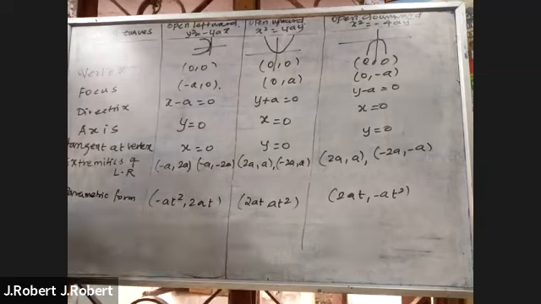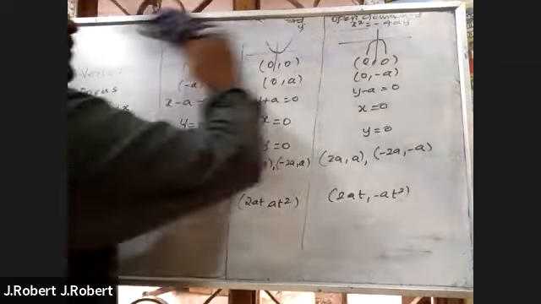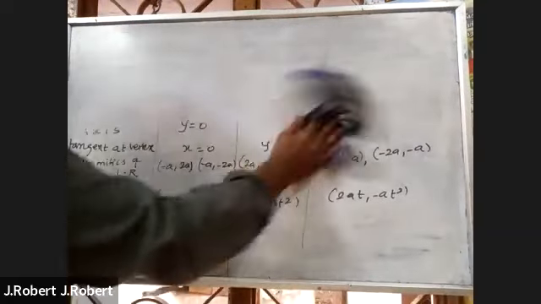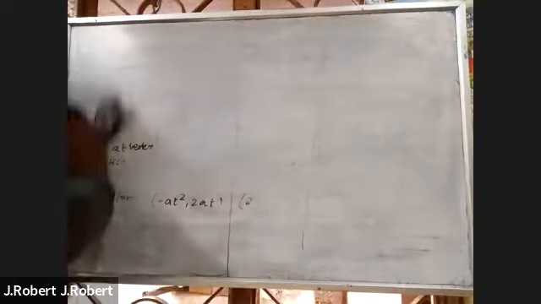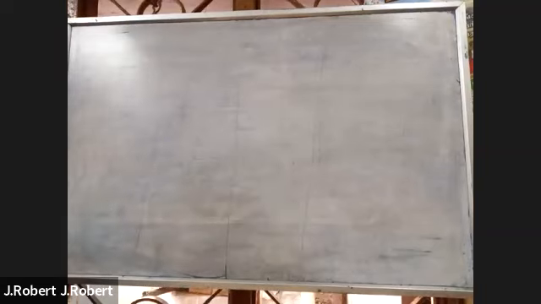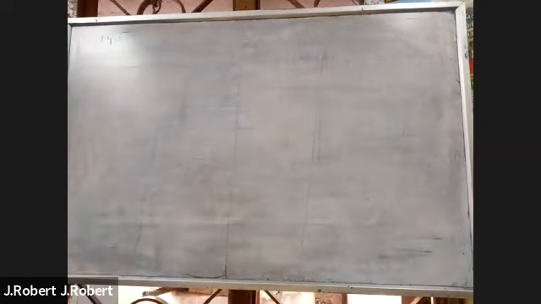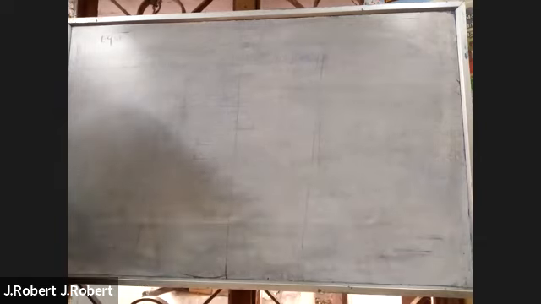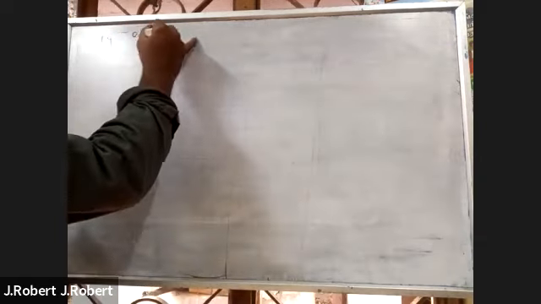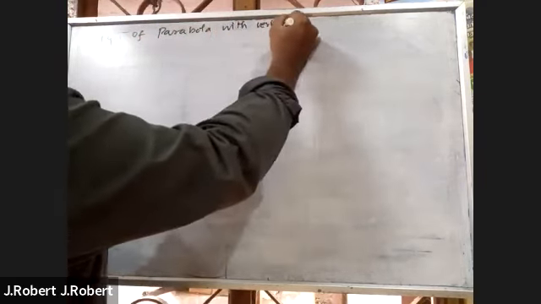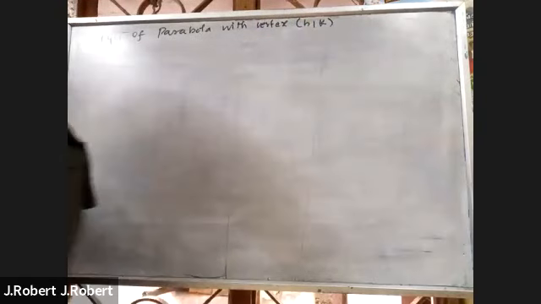Equation of parabola with vertex. So far, the vertex is 0, 0 for all the four types of parabola. Now, the vertex has shifted to some other place, not the origin. It shifted to h, k. Equation of parabola with vertex h, k, which means that the origin is shifted.